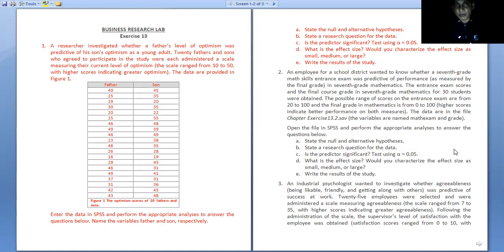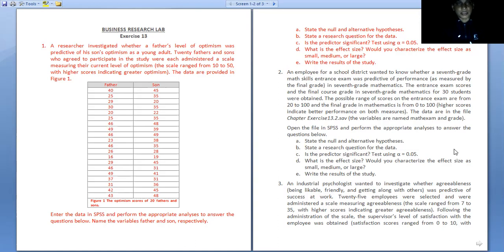So the data is already provided to us, and we have to enter this data in an SPSS file, and then answer the questions. We have to state the null and alternate hypothesis, state the research question, and test whether the predictor is significant at alpha equal to 0.05. What is the effect size? Would you characterize it as small, medium, or large? That is what we have to answer. And finally, we have to write the results of the study.